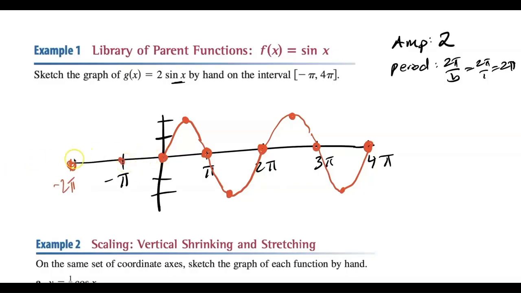Now, if I started here, where we go left to right, halfway between these two would be my highest point. And halfway between these two would be my lowest point. I only care about this part from here on, so I'm just going to continue this part on. And there's my sine graph from negative pi to 4 pi.